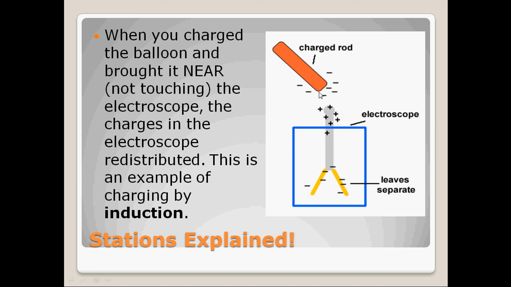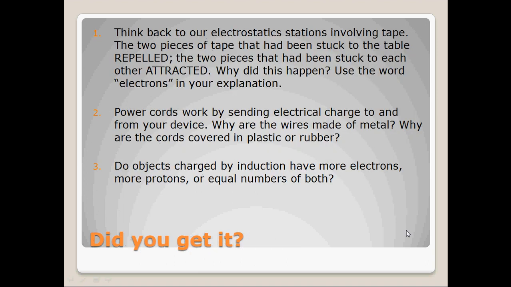Okay, so note that what happened here is we didn't actually add any new electrons to our electroscope. We just kind of scared the electrons that were already there to all run down to the bottom of it so that they could get away from the extra electrons here. So this is an example of charging by induction. No actual transfer of electrons, but a redistribution of the charges so that we still see some of those electrical interactions happening.